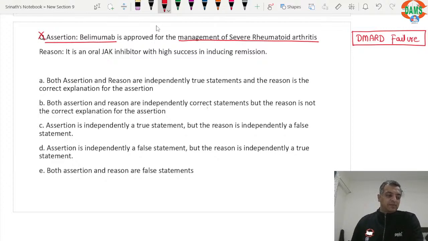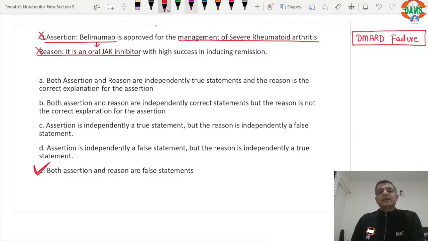Assertion is false. But is belimumab an oral JAK inhibitor? That is also false. So what will we say? Both assertion and reason are false. See, reason independently. What are they asking? Is belimumab an oral JAK inhibitor? Just because I say oral JAK inhibitors induce remission may be true, but is belimumab an oral JAK inhibitor?